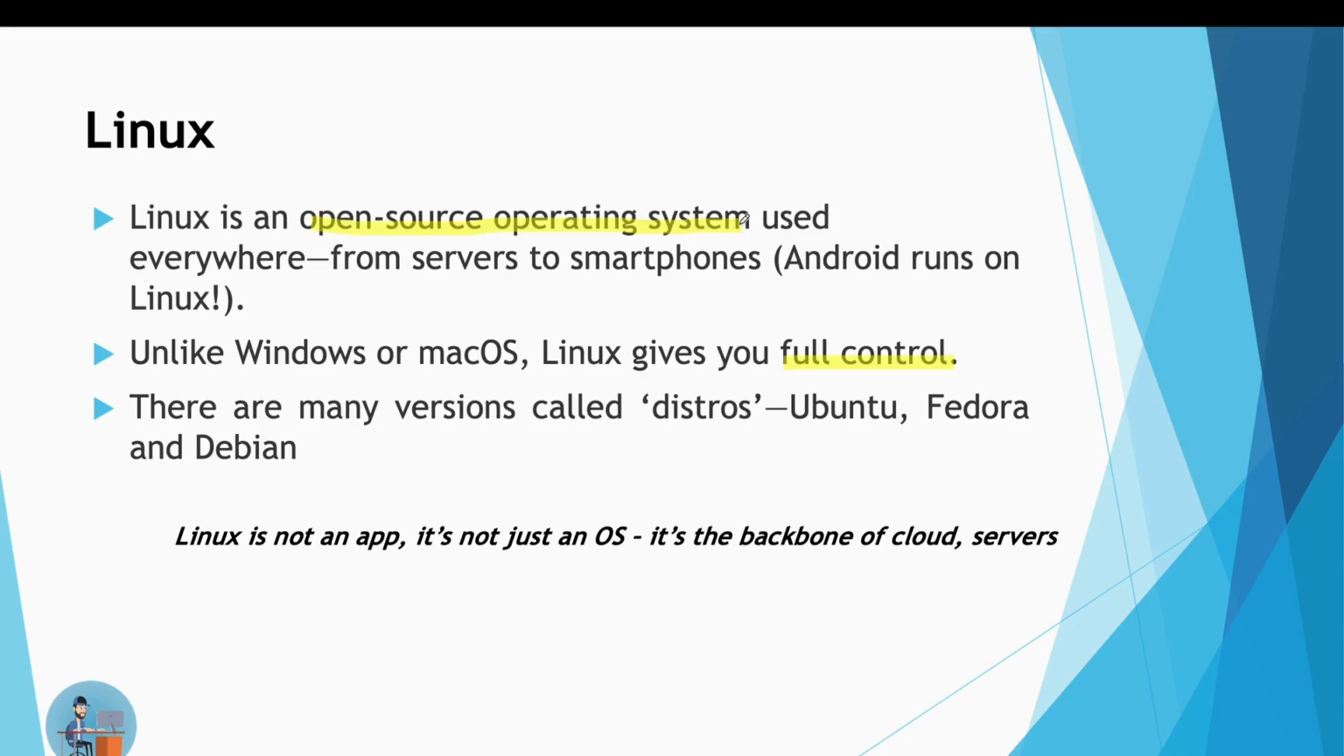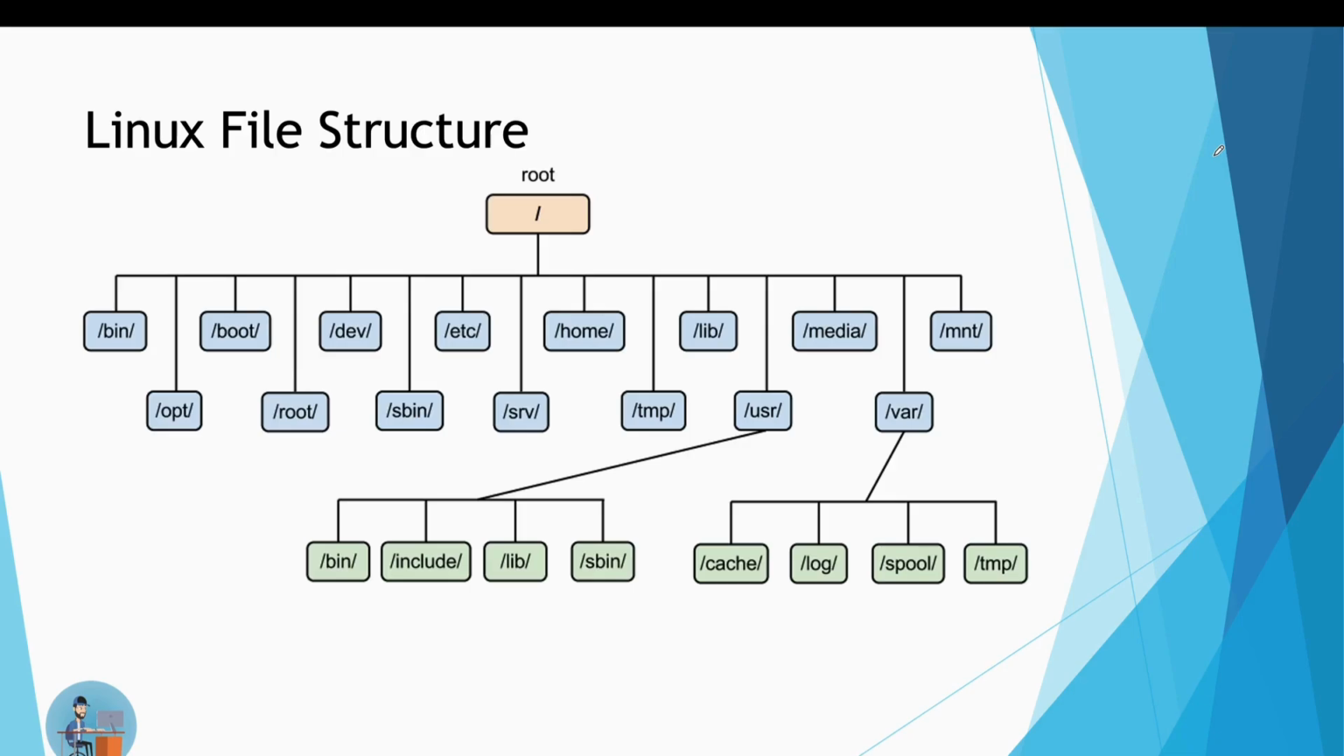Similarly, there are many versions available in the market for Linux, like distros such as Ubuntu, Fedora, Debian. So Linux is not an app, it's not just an OS, it's the backbone of the cloud and servers. One thing you have to keep in mind: in Linux, everything is in the form of a file. Your hardware is in the form of a file. Your processes are in the form of files.